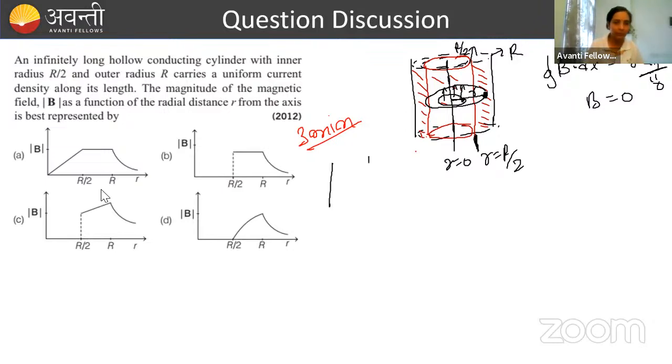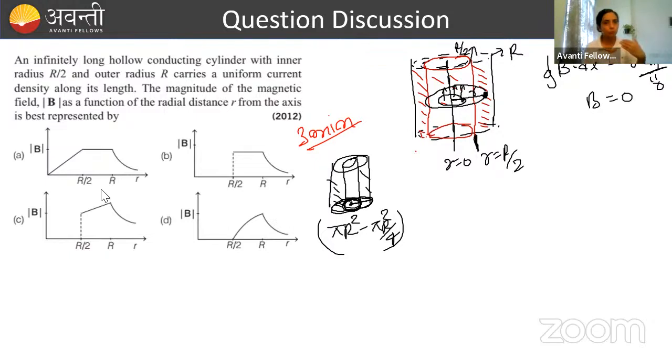To find that, first understand what the current density is here. Current is flowing through which cross section? Through this cross section, right? So what is this? This is equal to pi R square minus pi R square by 4, because this whole is pi R square, and this is pi R square by 4. So through what cross section is current actually flowing? Minus of these two.